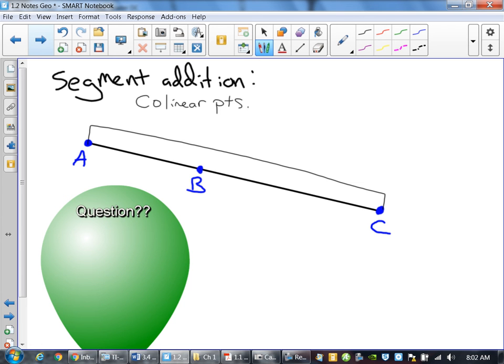Exactly. That's it. So what happens here is that when you have collinear points, you can write that AC is made up of AB plus BC. It is very, very simple to use.